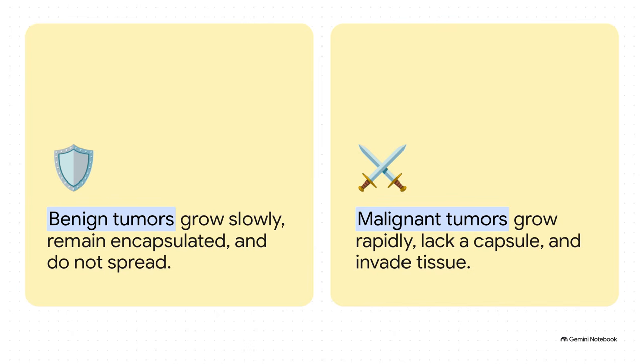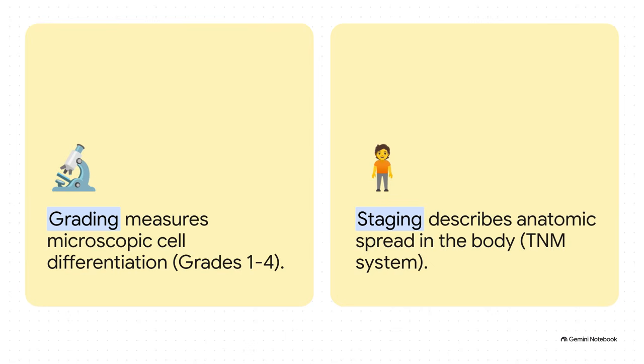Think of something like a simple uterine fibroid. Malignant tumors, on the other hand, they grow rapidly. They're poorly differentiated, meaning they look like chaotic alien cells under the scope. They don't have a capsule, they invade local tissue, and they metastasize. So the really crucial point here is how we actually measure that malignancy. And listen up, because this is exactly where test writers will try to trap you. Grading and staging are completely different axes. They are not the same thing.